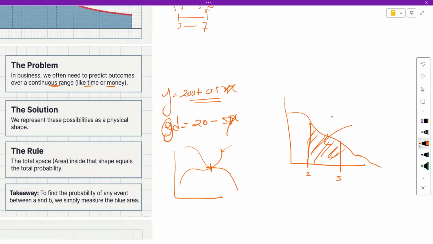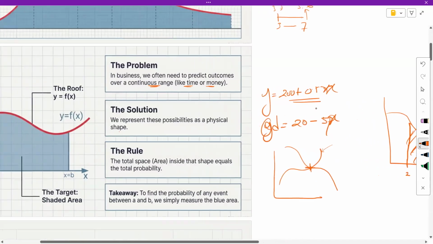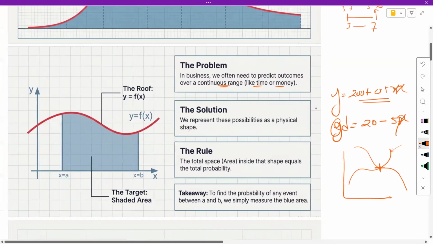The probability equals the area under the curve. Area under the curve is very important. We apply the integration function, integration, to find out the area under the curve.